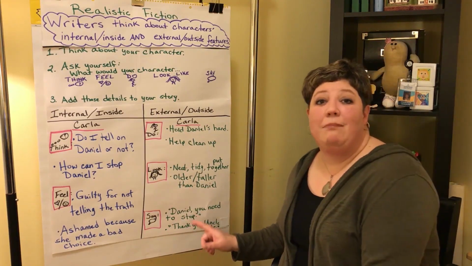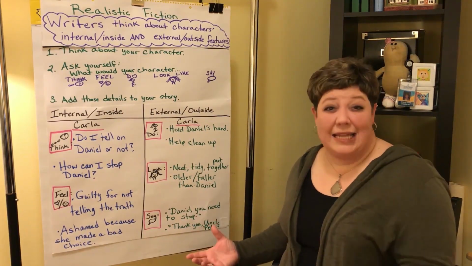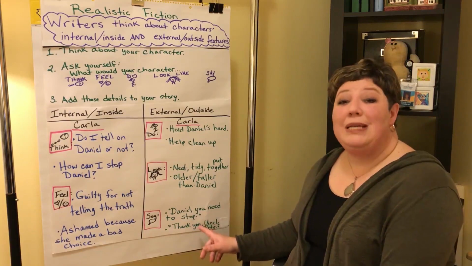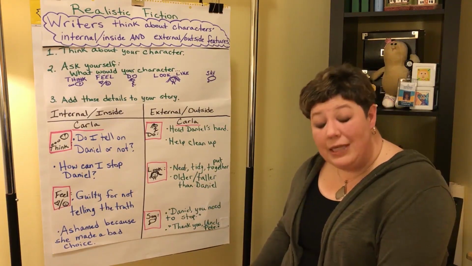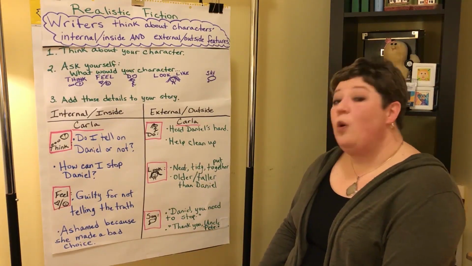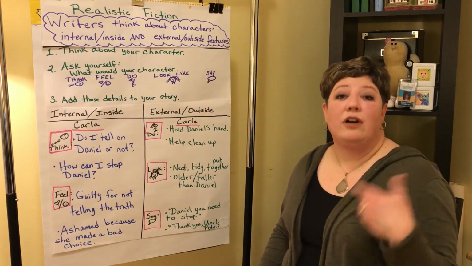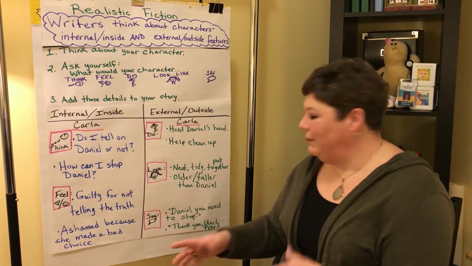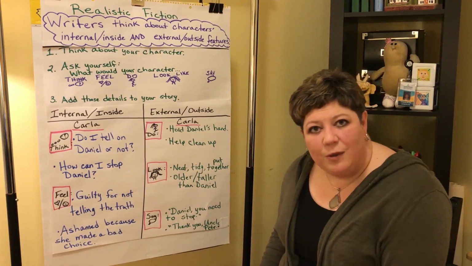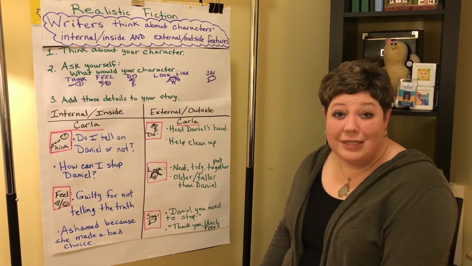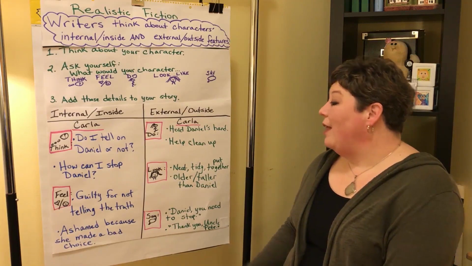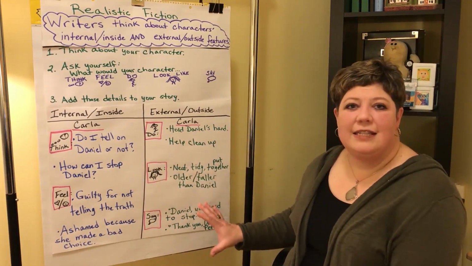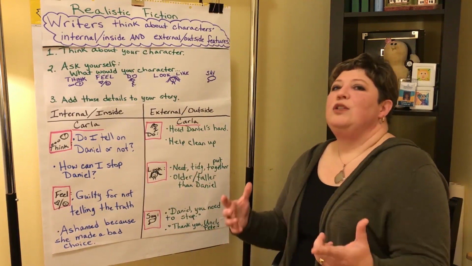Some things that she might say that would make sense for her to say would be something like, Daniel, you need to stop, right? Or because she's so polite, if Uncle Pete gives her something or lets the kids do something, she would probably be the first to say, "Thank you, Uncle Pete. I really appreciate it."